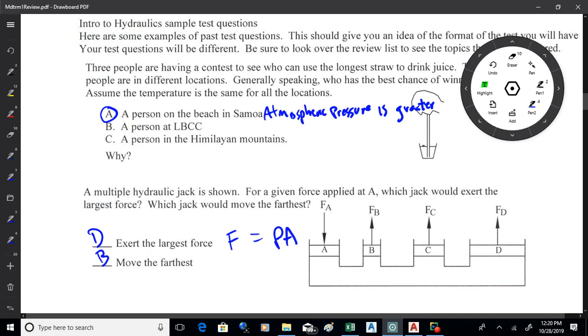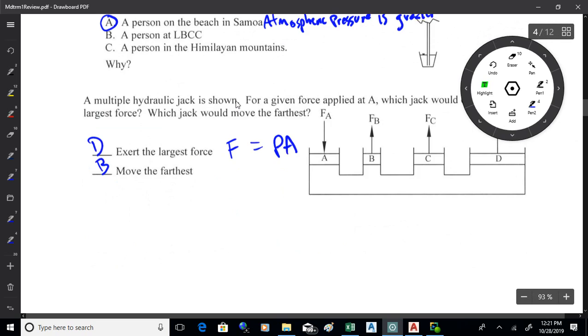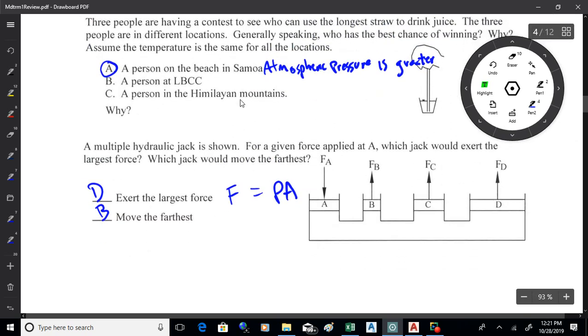So just a couple kind of random questions that you might call conceptual. Got any questions on that?